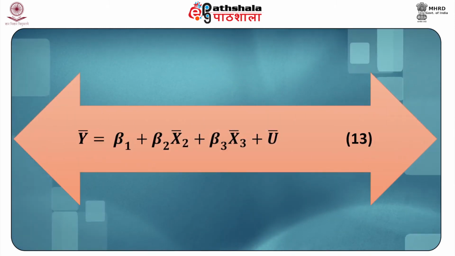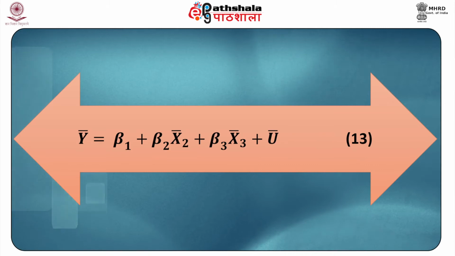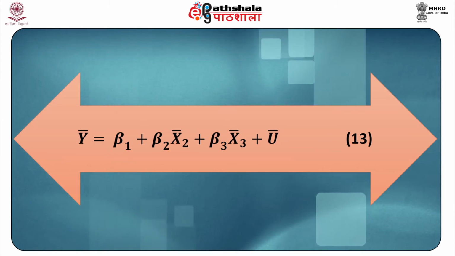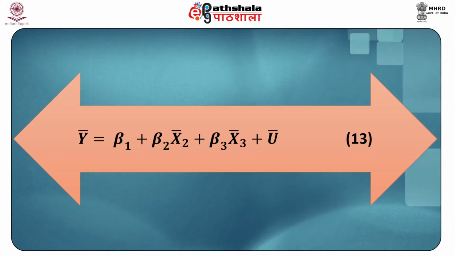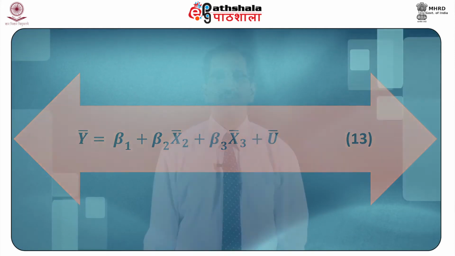So these equation 11 and 12 are 2 normal equations, and solving these could be a tedious job, but for simplicity we can transform them into deviations from mean and express them in lowercase letters. Now taking the mean in this equation, we get y bar equal to beta 1 plus beta 2 x2 bar plus beta 3 x3 bar plus mu bar, which is our equation 13. So this is in a way rewriting the earlier equation 2 in terms of mean.